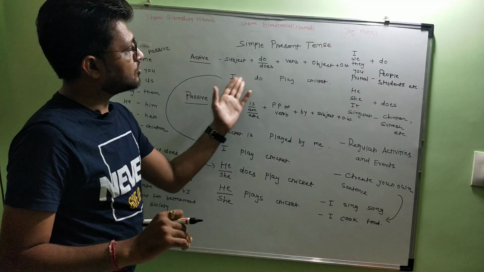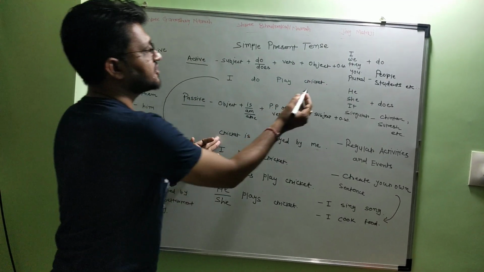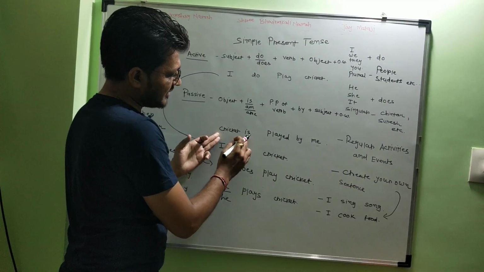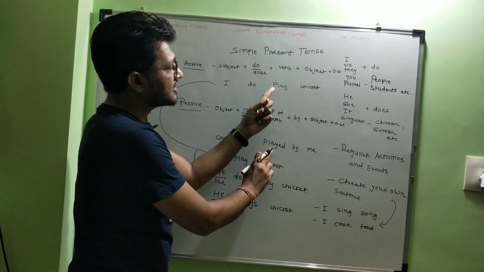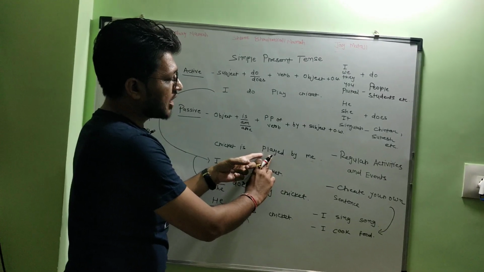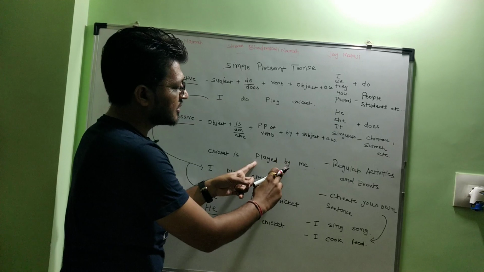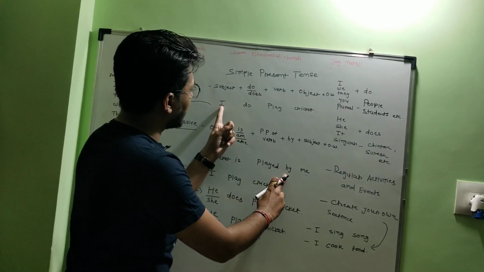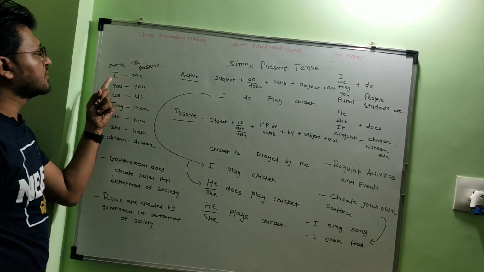Now let's try to convert the same sentence into passive. The object, meaning cricket, will come first. Cricket is played. Played is the past participle of play, that's why I have placed played. Now according to the structure, the next thing that I have to place is by. So I have placed by, and then I have to transfer this I from this point to this point, and for that I need to go to this chart.